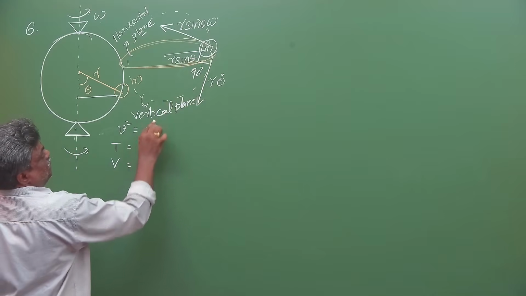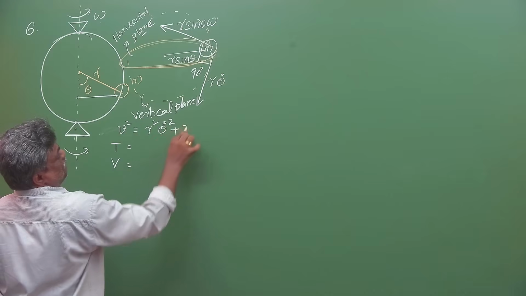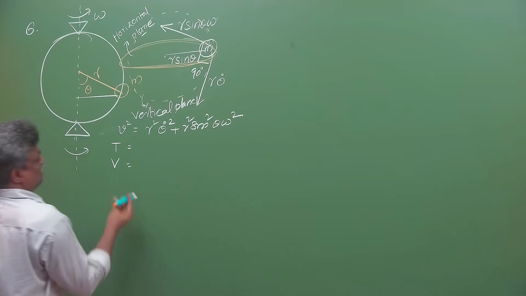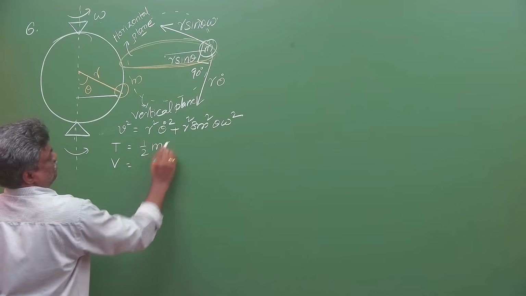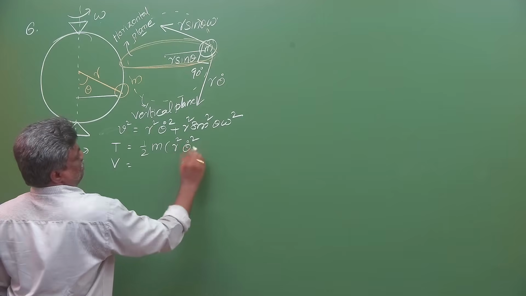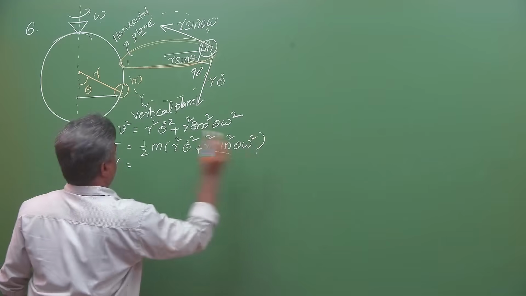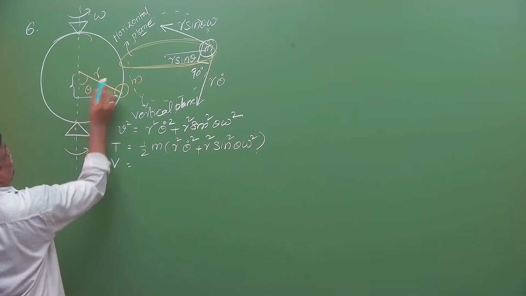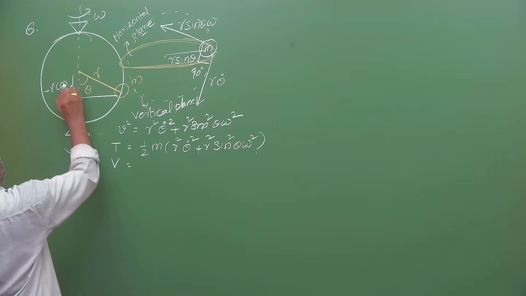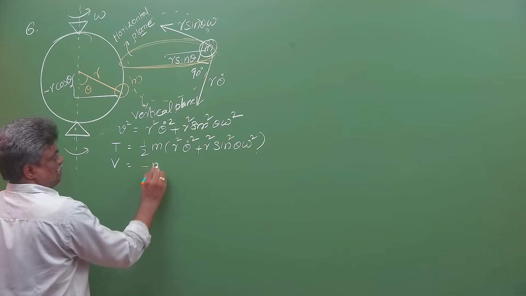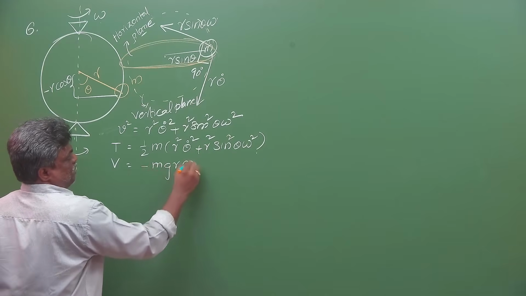V square equal to r square theta dot square plus r square sin square theta omega square. That's it. Potential energy downward, that's why minus r cos theta. Don't copy, don't copy. Answer: minus mgr cos theta.